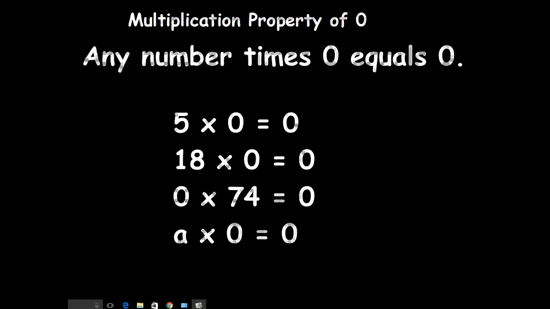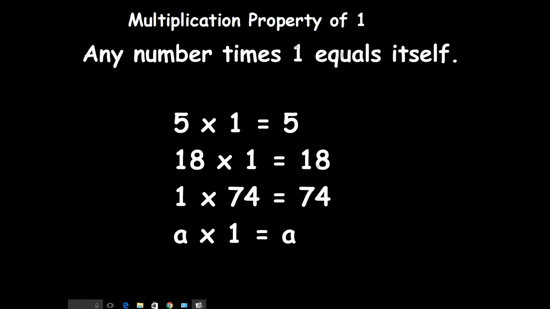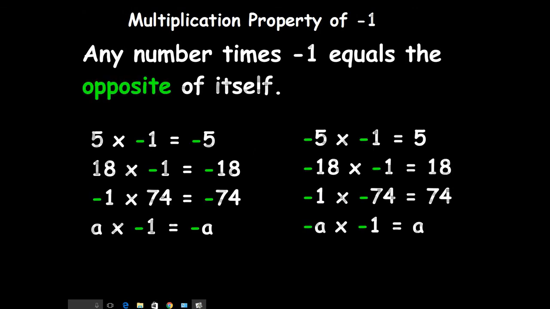But we have other multiplication properties, such as multiplication property of 1, where we know any number times 1 equals itself. 5 times 1 equals 5. 18 times 1 equals 18. Again, order doesn't matter. 1 times 74 equals 74. And again, variables don't matter. A times 1 equals A. So how many A's are there? There is 1 A.